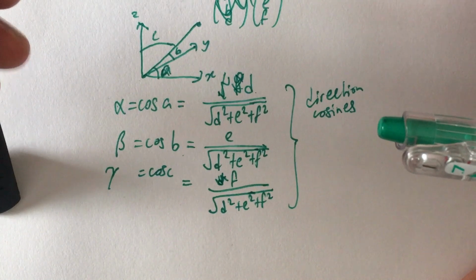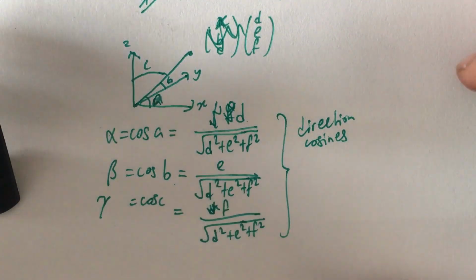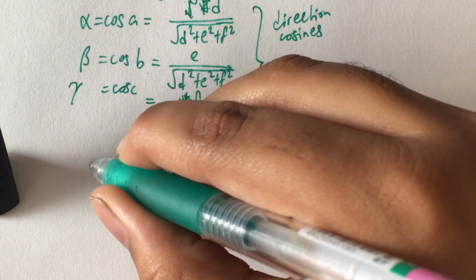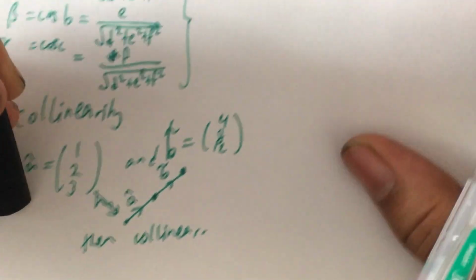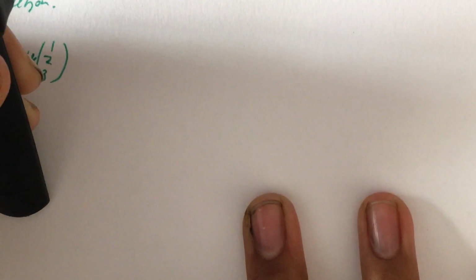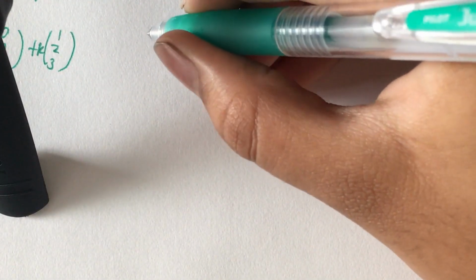So the next one is collinearity. This is pretty simple to prove. Basically, if you have two different vectors, first make sure that they're attached to each other, obviously. They have a common point. Then see whether both vectors are parallel to each other in a sense, like one of them can be a multiple of the other. Once you prove that, you can say that they're collinear.